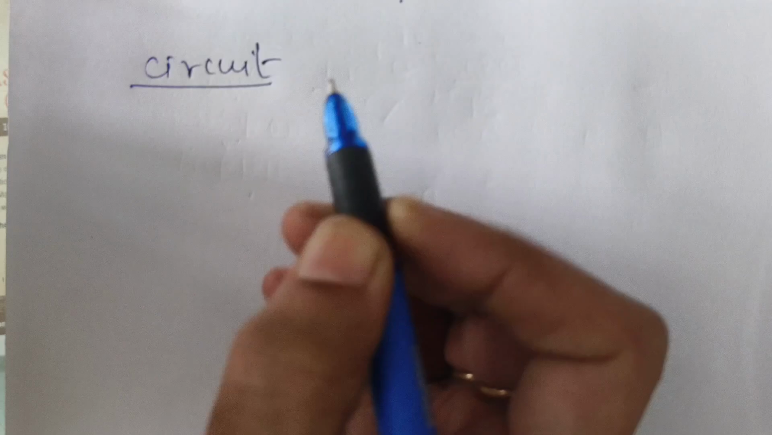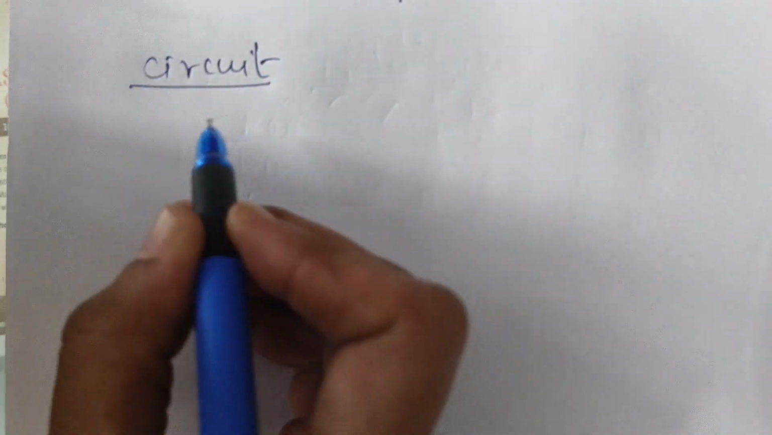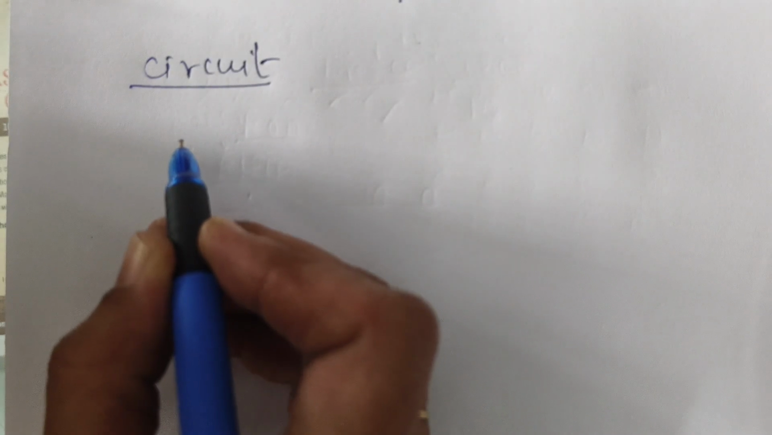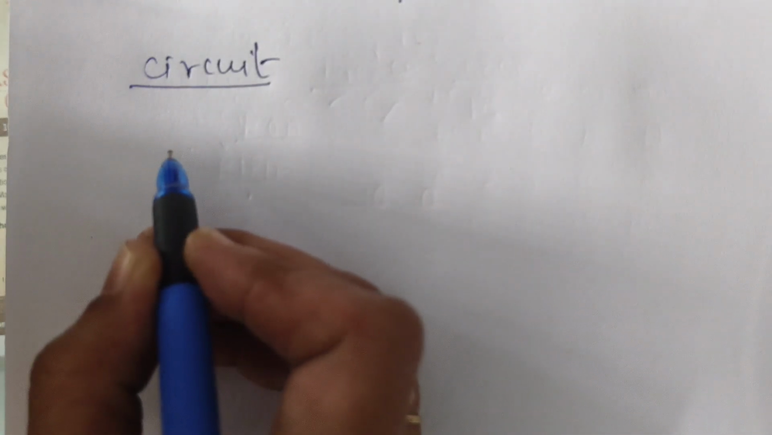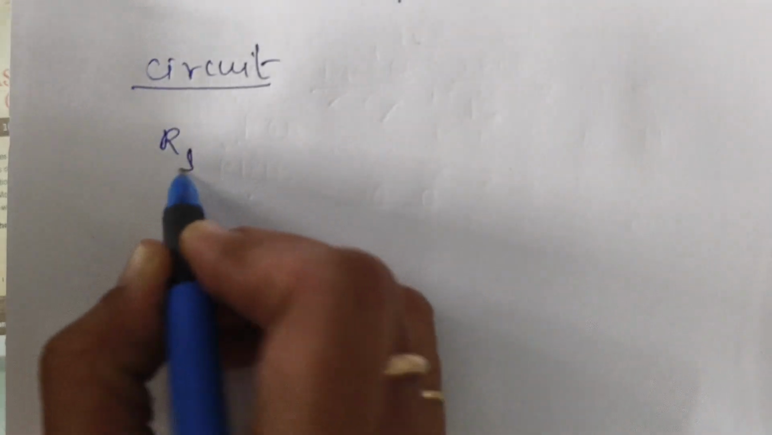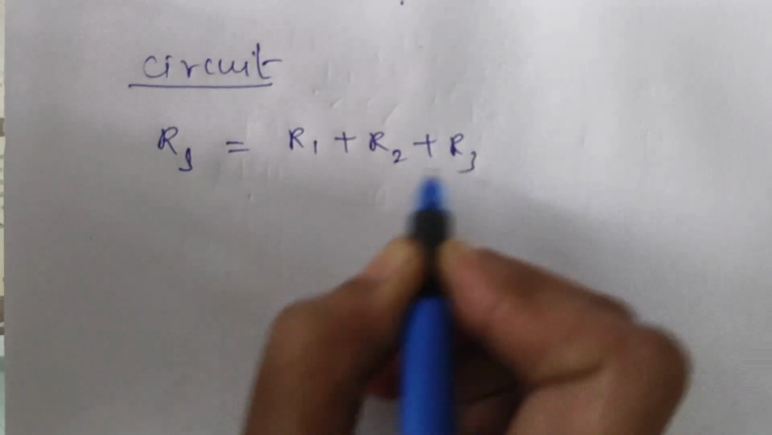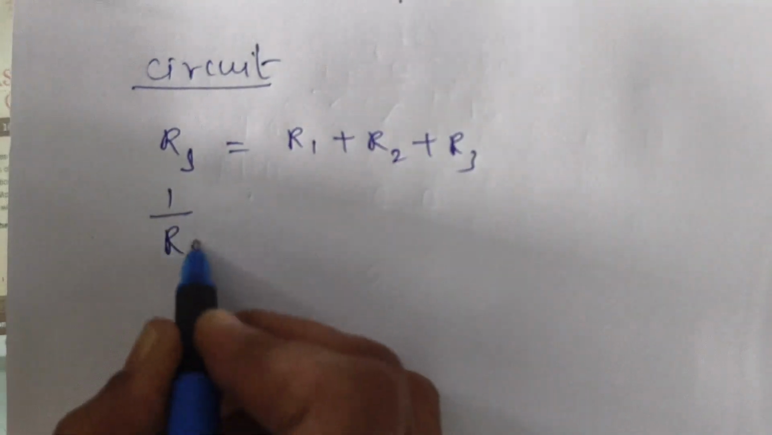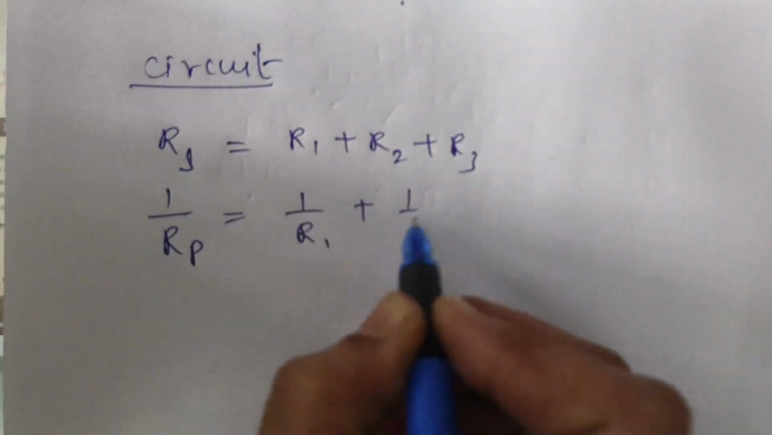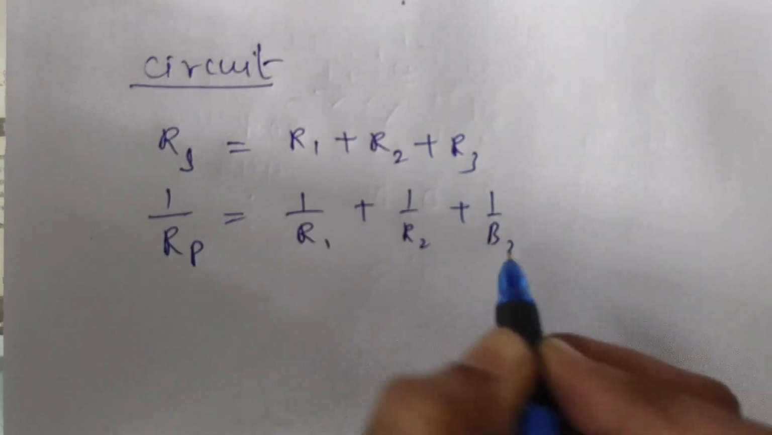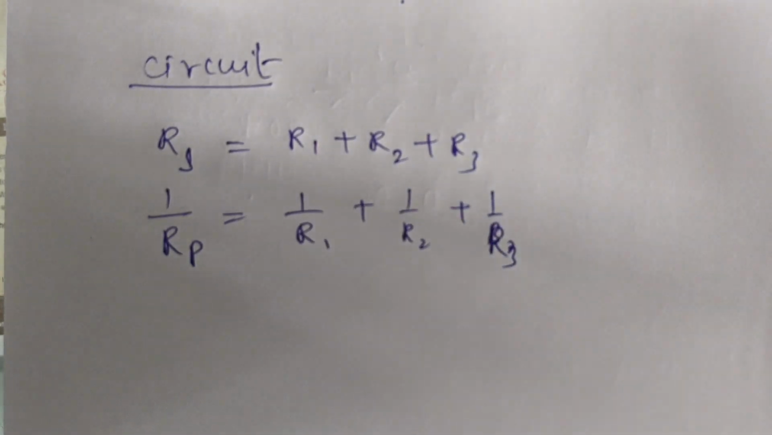Let's start with circuits. Today I'm going to teach you about circuits in series and parallel. As you reminded me, you are a little confused about how we derive the equations: resistance in series is R1 plus R2 plus R3, and for parallel it's 1 upon R1, plus 1 upon R2, plus 1 upon R3. So let's start with this.